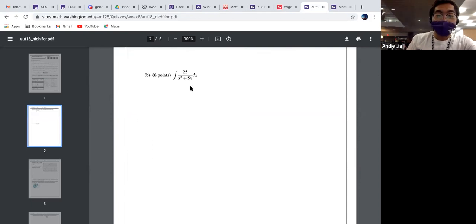For part B, that's a partial fraction. Then we need to factor the bottom as x times (x squared plus 5). Then we set 25 over (x cubed plus 5x) equal to A over x plus (Bx plus C) over (x squared plus 5). Then we find A and B, then do integration.